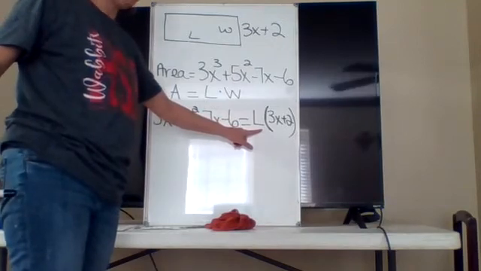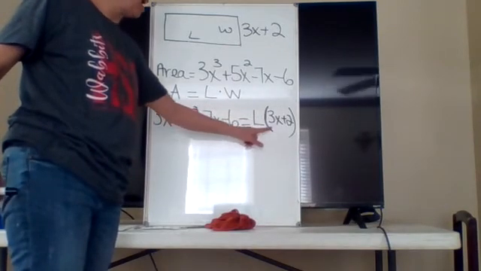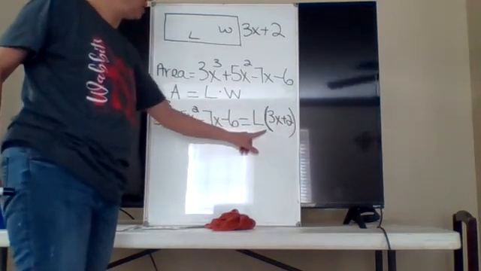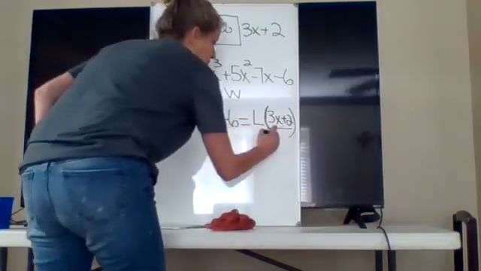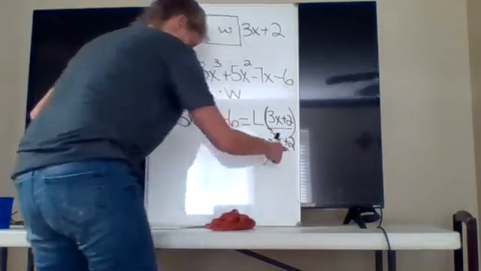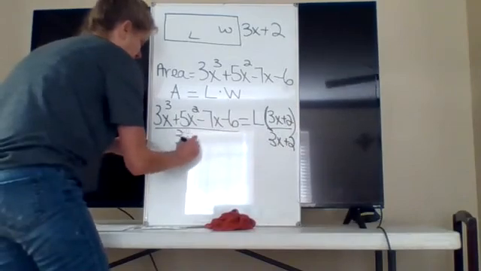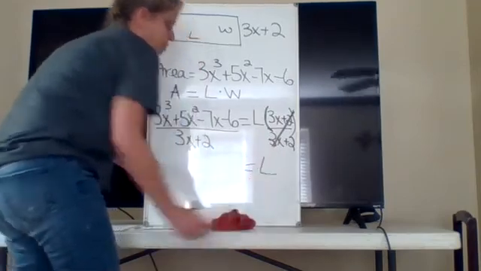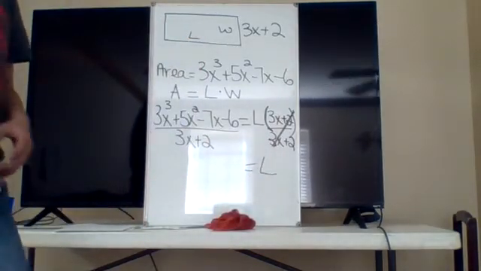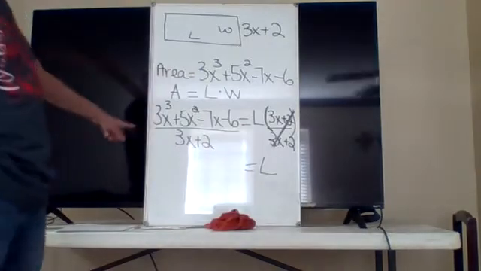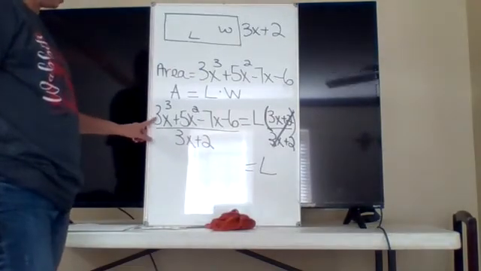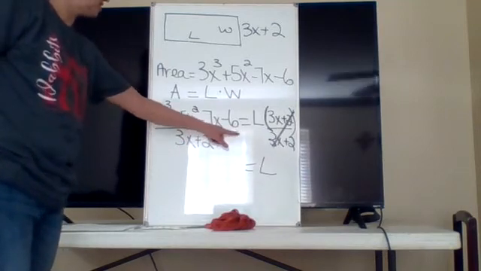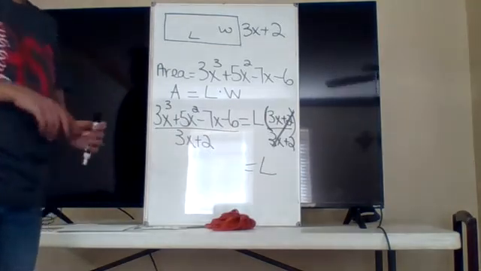So what do I need to do? Since this is length times width, to get rid of this 3x plus 2 so that length will be by itself, I need to divide by 3x plus 2. If I do it on that side, I've got to do it on this side. So it'll cancel here. That's going to be my length, which will be my answer. So what is the problem asking me to do? It's asking me to divide 3x to the 3rd plus 5x squared minus 7x minus 6 by 3x plus 2.